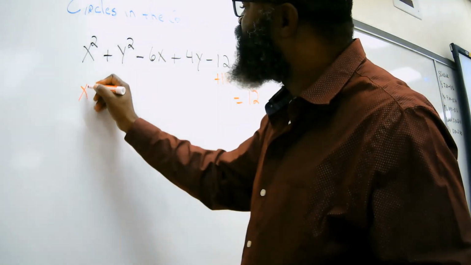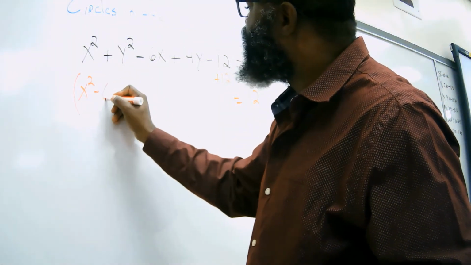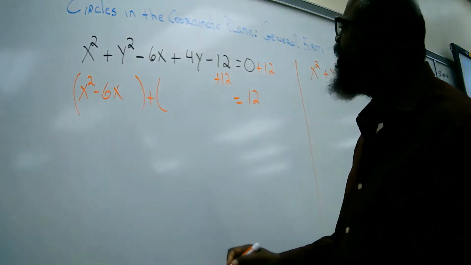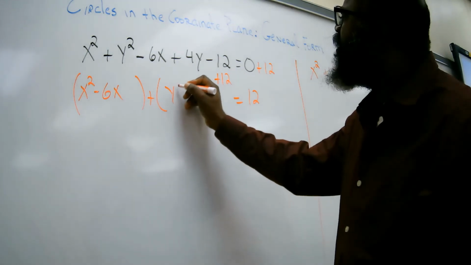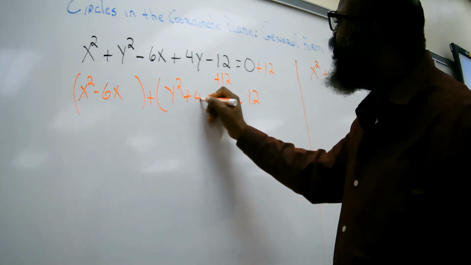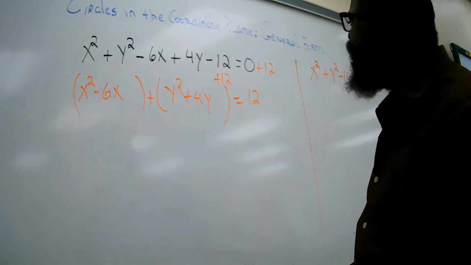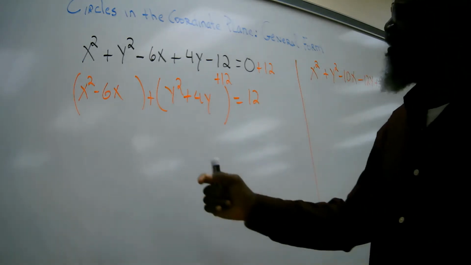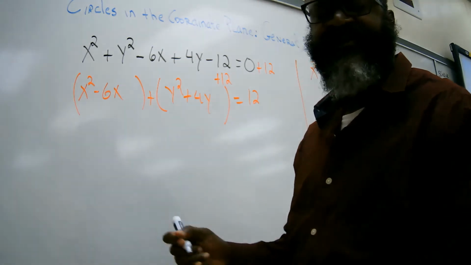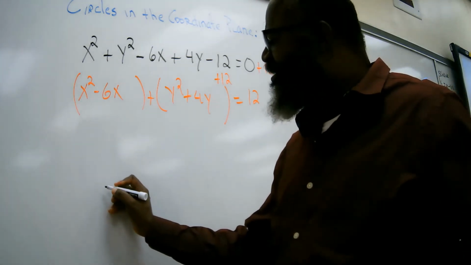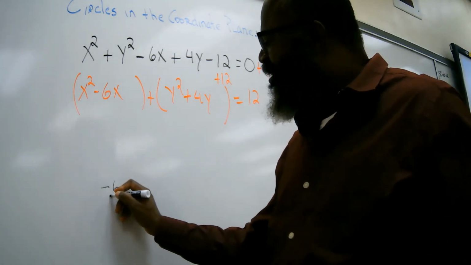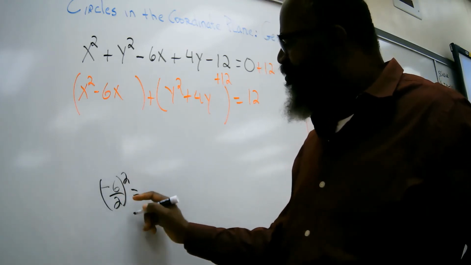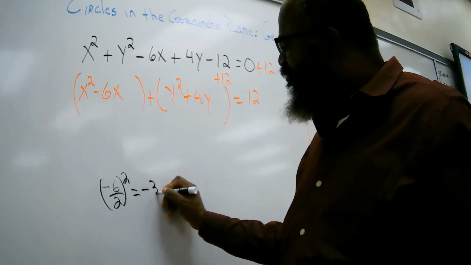That will become x squared minus 6x. You group the family with the same term. Then that will be y squared plus 4y. Then we can start the completing the square process. In this case, this term is negative 6. This is the term we're going to complete the square for. We want that to become a perfect square trinomial, because that's going to become a negative 3.